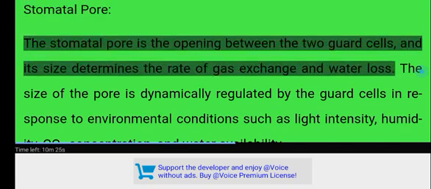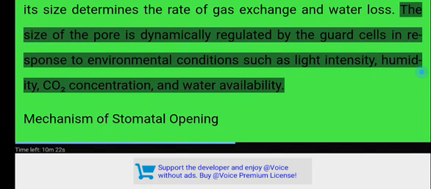Stomatal pore. The stomatal pore is the opening between the two guard cells, and its size determines the rate of gas exchange and water loss. The size of the pore is dynamically regulated by the guard cells in response to environmental conditions such as light intensity, humidity, CO2 concentration, and water availability.